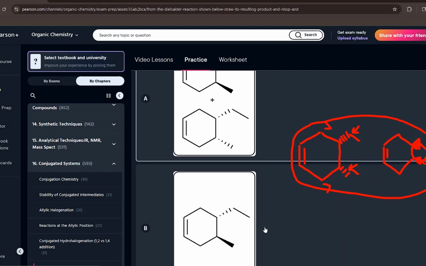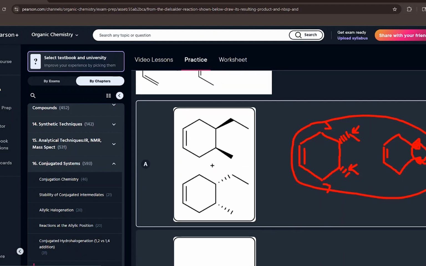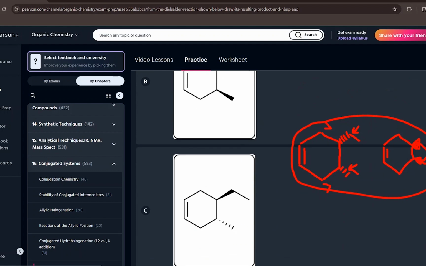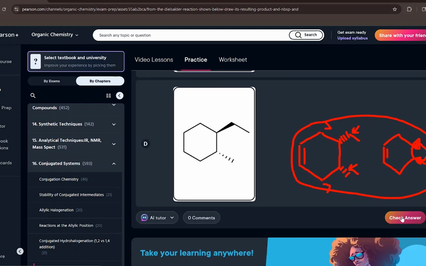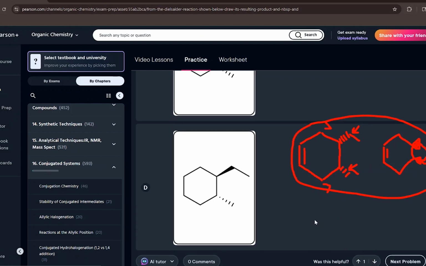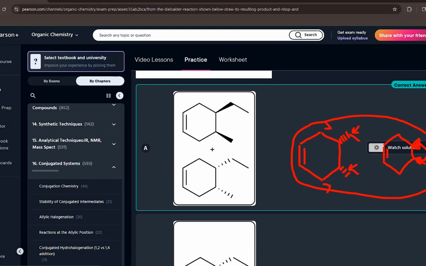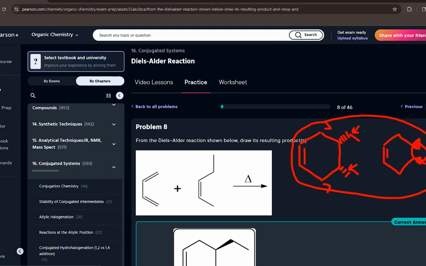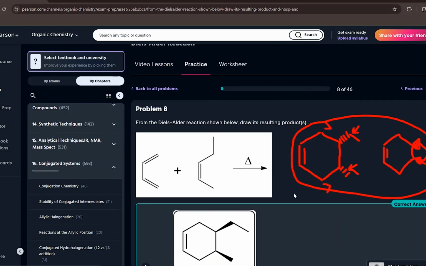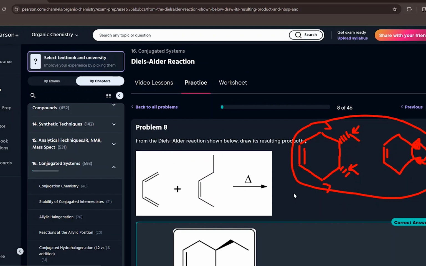So the correct answer choice is A, but let's make sure that the system agrees with us. Let's click check answer, scroll up, and that is, in fact, the correct answer. We got it right, and we'll move on to the next problem.